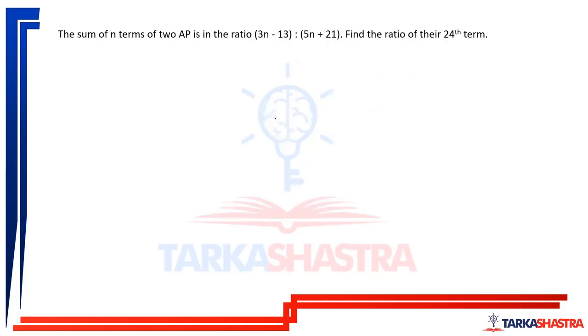Moving forward. The sum of n terms of two APs is in the ratio 3n minus 13 and 5n plus 21. Find the ratio of the 24th terms. So there are two APs. Let us say the first AP is A1, D1 and the second AP is A2, D2. Now the sum of n terms of the first and the sum of n terms of the second, the ratio of both is 3n minus 13 upon 5n plus 21.